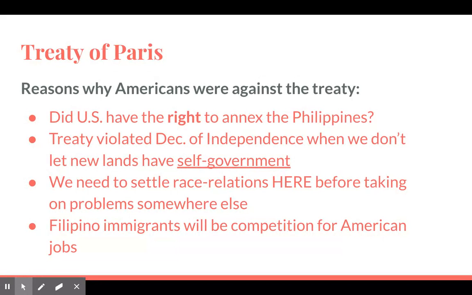And the last one is an economic reason why people don't like this. They think that specifically Filipino immigrants, but all of these immigrants, all these people that we're annexing, what if they flood into America? They will be competition for American jobs. So these are all the reasons why Americans maybe didn't like this treaty, but this might shock you.